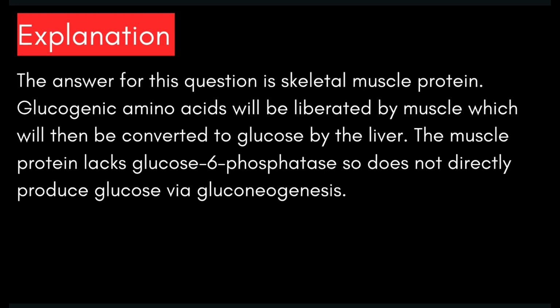Explanation. The answer for this question is skeletal muscle protein. Glucogenic amino acids will be liberated by muscle, which will then be converted to glucose by the liver. The muscle protein lacks glucose 6-phosphatase, so that does not directly produce glucose via gluconeogenesis. I hope that makes sense why it's skeletal muscle and not another type of muscle like cardiac muscle. Moving on.